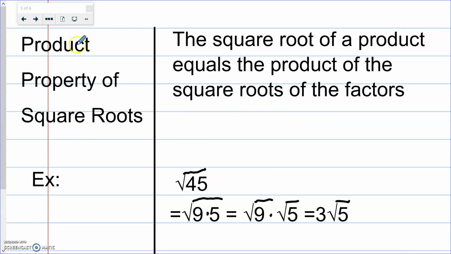Let's look at a rule: the product property of square roots. This states that the square root of a product equals the product of the square roots of the factors. Let's look at what this means.